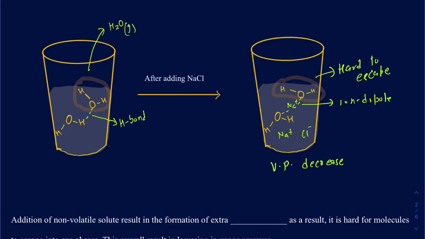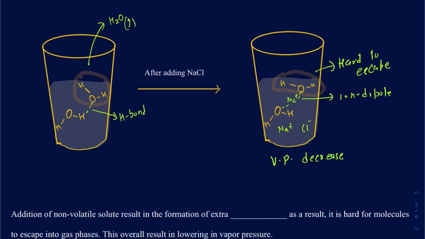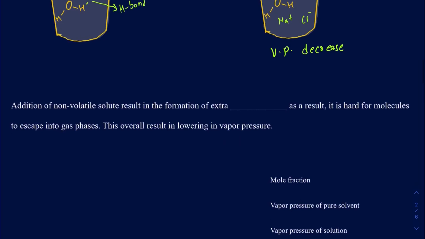And remember, if your vapor pressure decreases, you will have to heat up longer, or heat up to a higher temperature, to get to that particular boiling point, and in that case your boiling point will go up. But we'll talk about that in a minute, but let's just focus on the vapor pressure. So overall, anytime you add a non-volatile solute, you will have these extra intermolecular forces made, and it's going to be hard for the molecules to escape, and that results in the lowering of the vapor pressure.